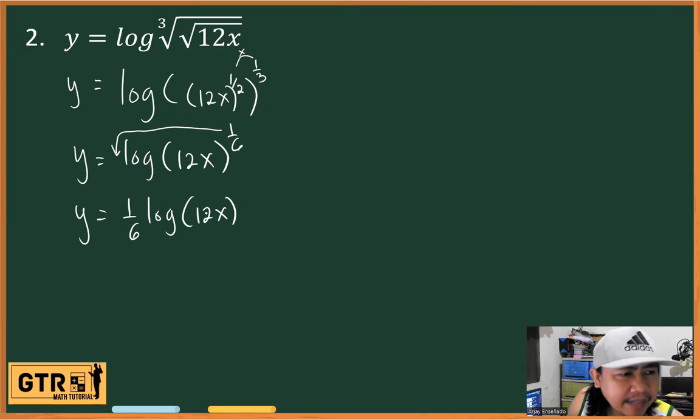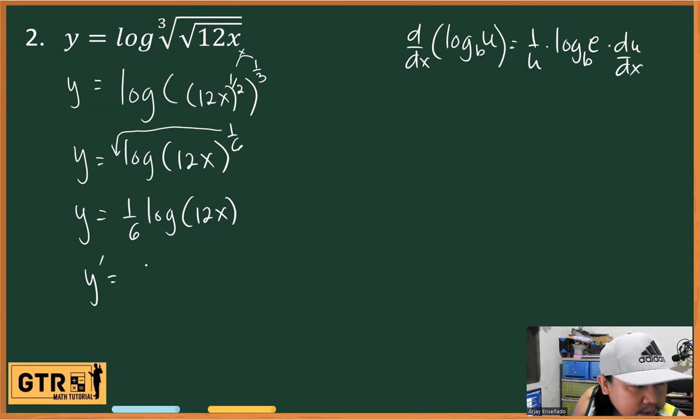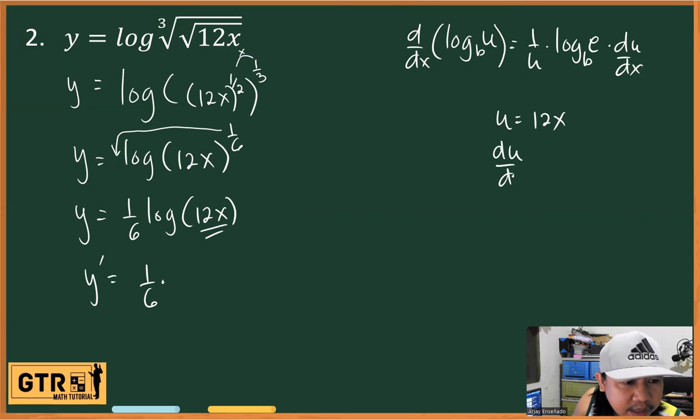Okay, so now apply the formula. The formula is: derivative of logarithm of u to the base b is equal to 1 over u times logarithm of e base b times derivative of u with respect to x. So just apply that formula. We have y prime is equal to 1/6 times 1 over u. Our u here is 12x. The derivative of u with respect to x is a constant times x, so the derivative is 12. So just substitute. We have 1 over 12x times logarithm of e.